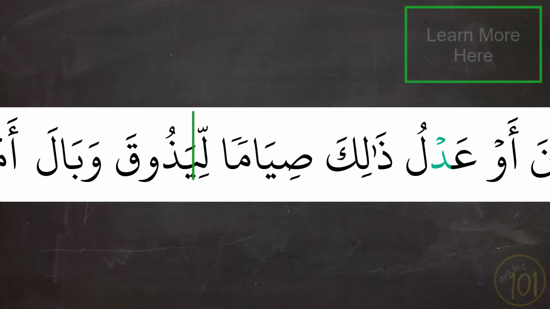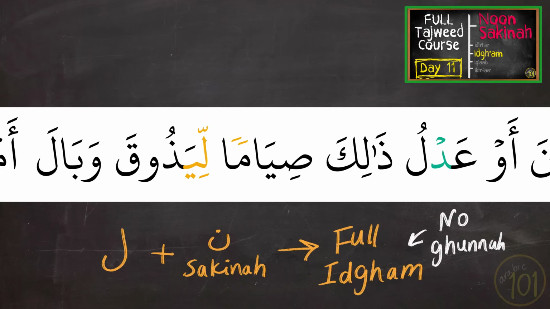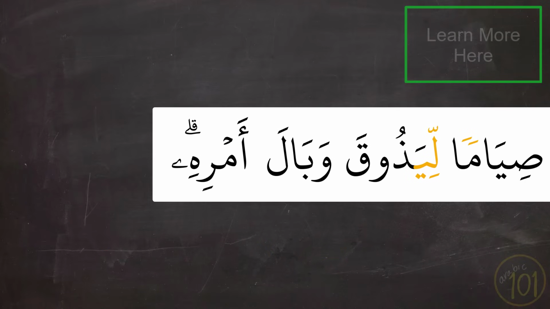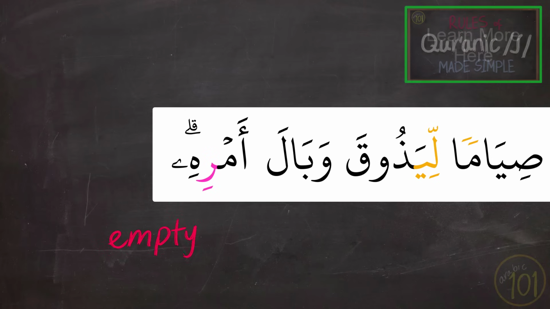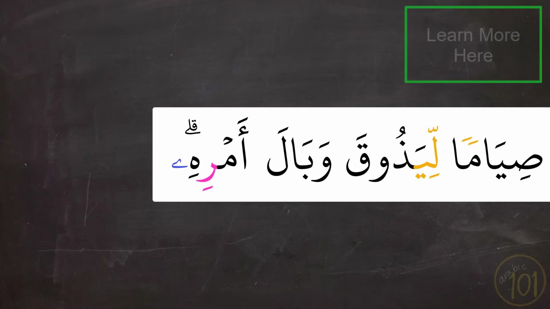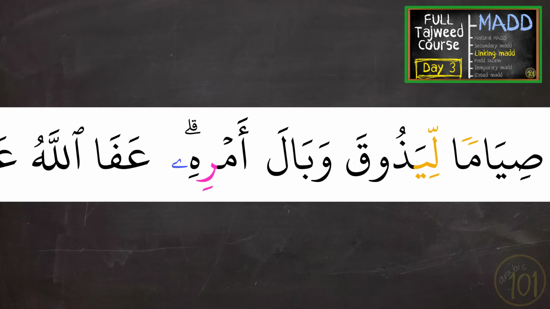And between the word صِيَامَ and لِيَذُوق, there is idgham kamil without غنة. So you should say صِيَامًا لِيَذُوقَ. And next is the word أمره, which contains ra that is empty mouth. Since it has kasra, so we say أمره. And also at the end of this word, we have med sila or linking med, which is usually dropped here since most people stop at this point. But if you keep on reading, it will be pronounced.